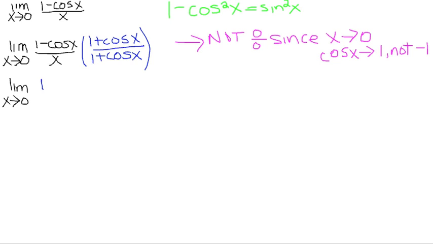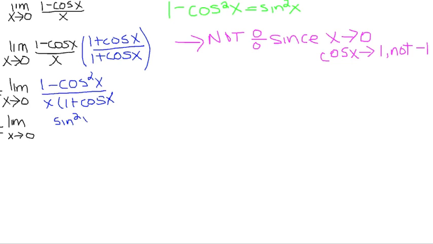So we have the limit as x approaches 0 of (1 minus cos squared of x) over x times (1 plus cos x). Now let's use the trig identity that we stated at the beginning and replace 1 minus cos squared of x with sine squared of x. So we get the limit as x approaches 0 of sine squared of x over x times (1 plus cos of x).